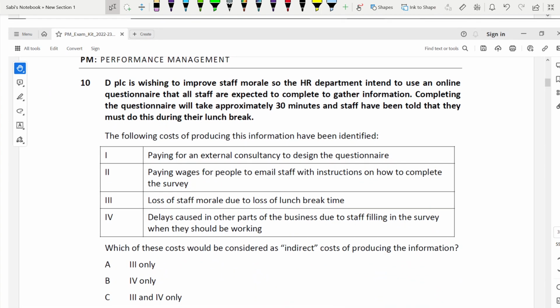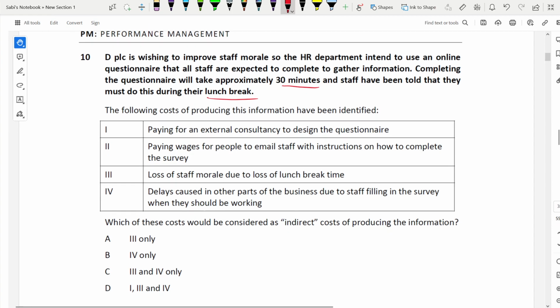D, this is about improving staff morale by introducing an online questionnaire, which is expected to take 30 minutes during their lunch break. So now, which one of these is an indirect cost of producing this information? Indirect cost. That means some of it might be direct cost.